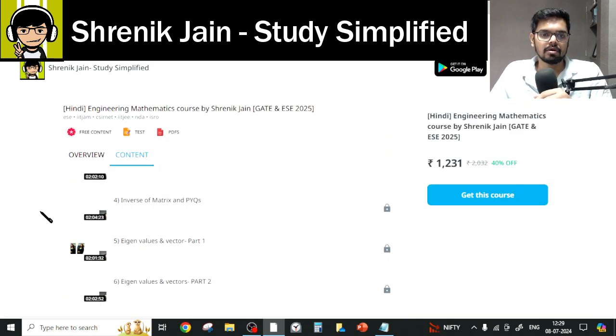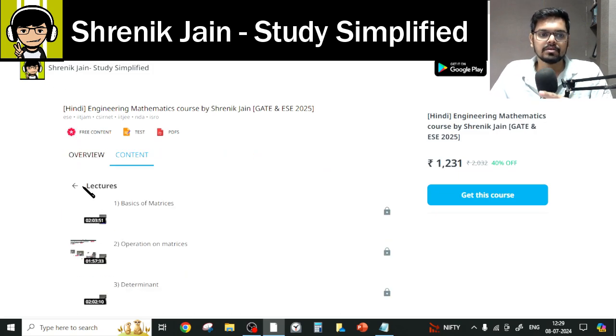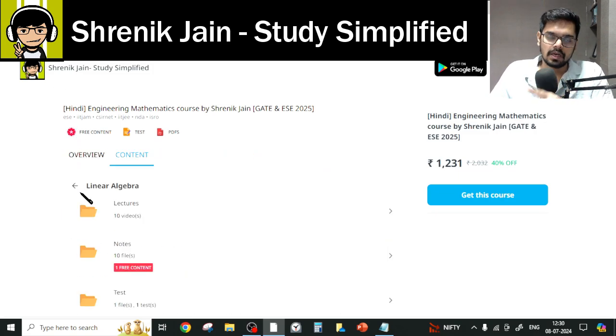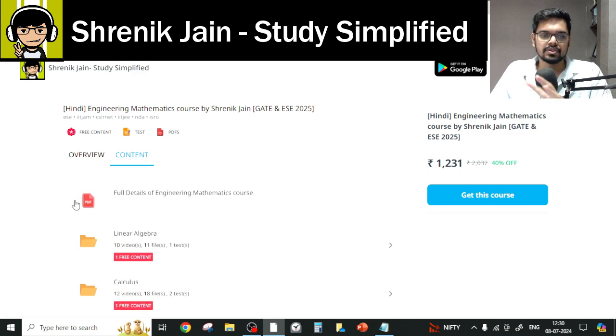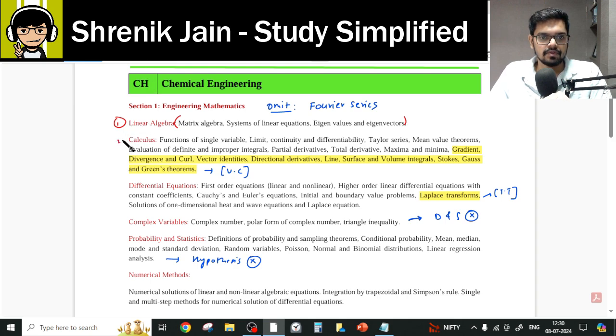Similarly, miscellaneous concepts also you have to study, because sometimes the GATE examiner asks those questions which are out of the syllabus. You may argue sometimes, okay, but those concepts are also there in your syllabus. You have to study them. Talking about the next chapter, the next chapter we have is calculus.